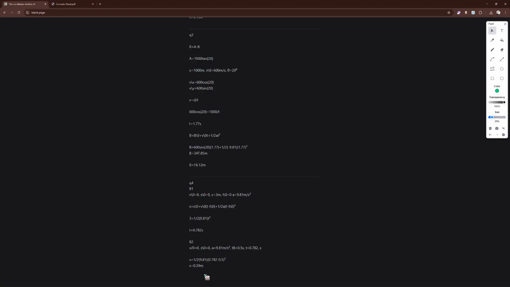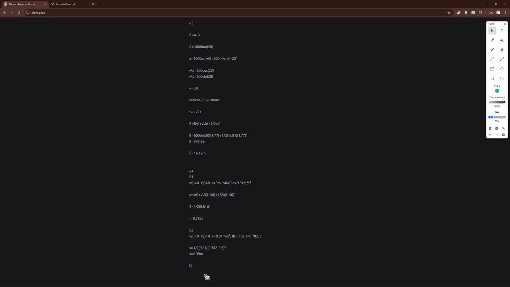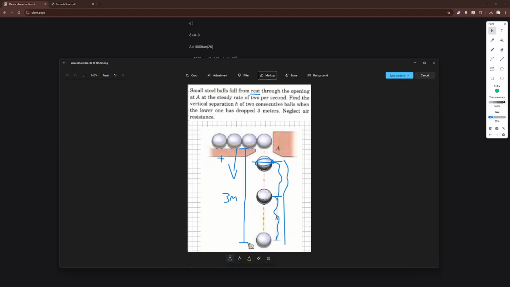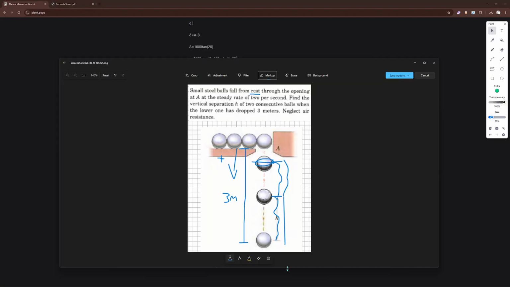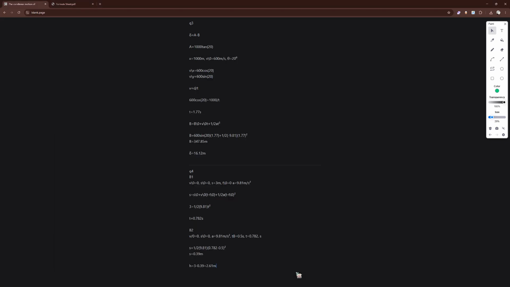So now we're looking for H. If you look back at our problem, H is 3 meters minus wherever B is. And I know diagram-wise, this looks like 1.5 meters. But never trust the diagrams. They're never to scale. Diagrams are not trustworthy. They all suck, so don't trust them. H is equal to 3 minus 0.39, which is equal to 2.61 meters. That's H. I know it looks like it's halfway there, but it's not. Never trust the diagrams.